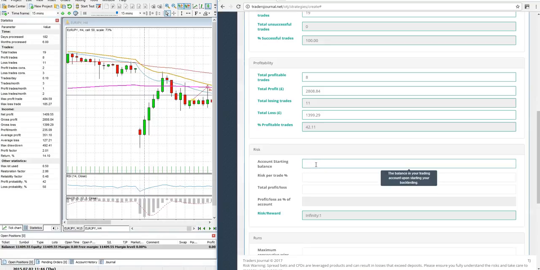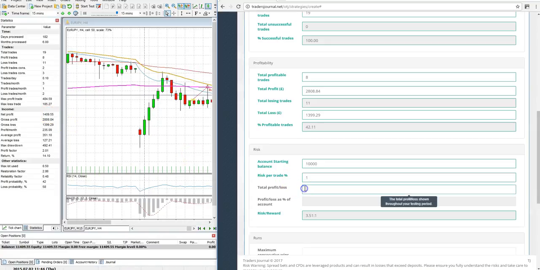Account starting balance. So I just mentioned we started with 10,000, and I risked 1% per trade. The total profit or loss, now that is our net profit. So that is our difference between profit and loss. 1,409.55.